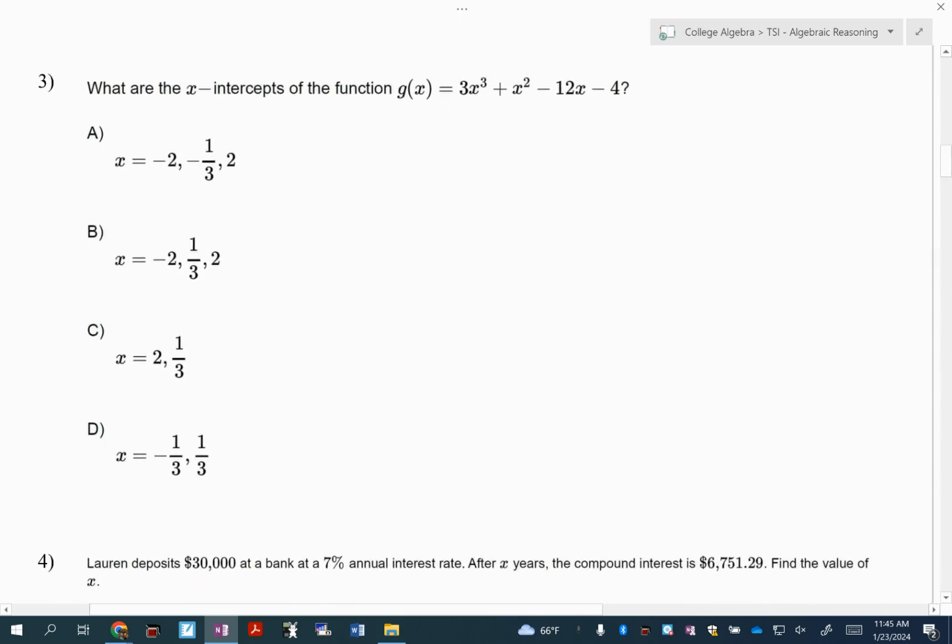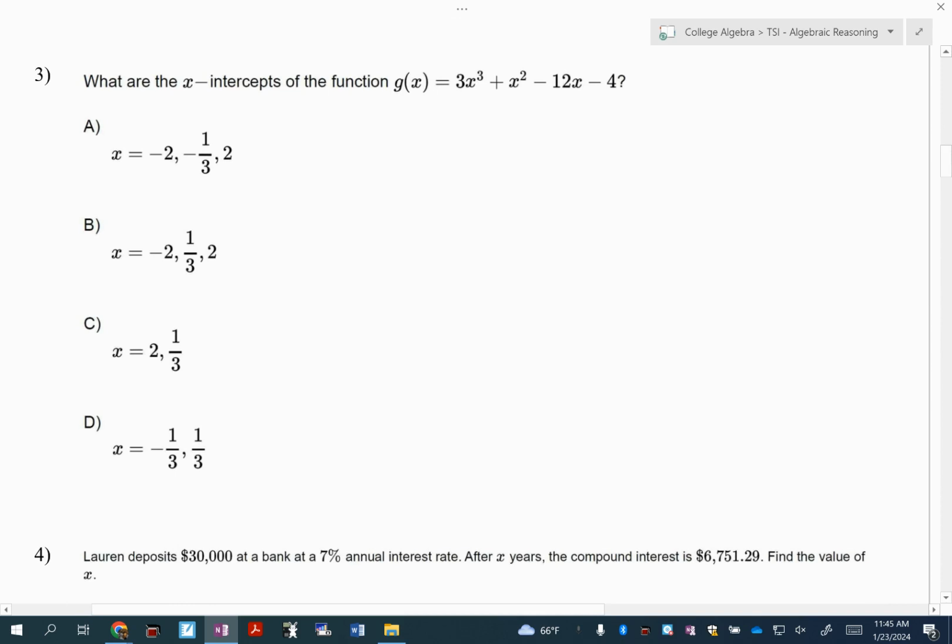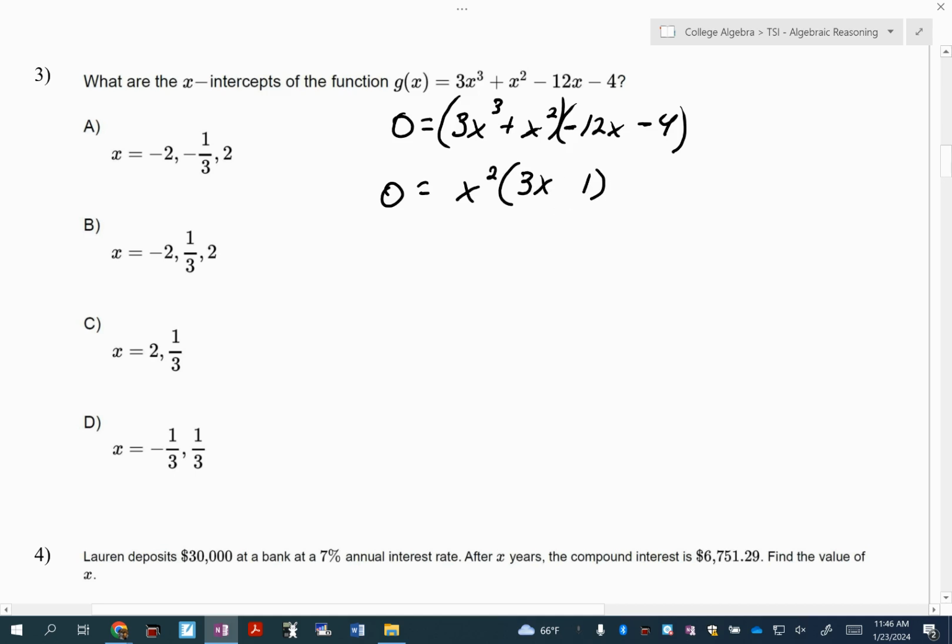Number 3, what are the x-intercepts to this function? So first you want to set it equal to 0 if you're finding x-intercepts, right? Because that means that you're on the x-axis, so your y value is equal to 0. And g of x is just a fancy way of saying y. So I'm going to factor this by grouping because I can't factor out any common factors. So when I factor out x squared out of that first group, I get 3x plus 1. When I factor out a minus 4 of the second group, I get 3x plus 1 as well.